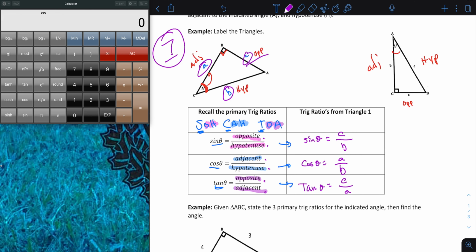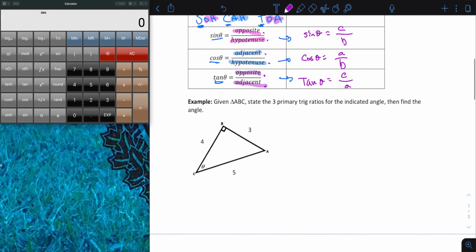That's all I've done. Okay, so given triangle ABC below here, state the three primary trig ratios and then find the angle. This is an interesting exercise because we should be able to find the exact same angle using all three trig ratios. And I'll show you how to use the calculator to do that. Let's start with, well, you can always write this out if this helps you. This always helps me keep things straight in your head with what goes with what. So let's label the triangle first.